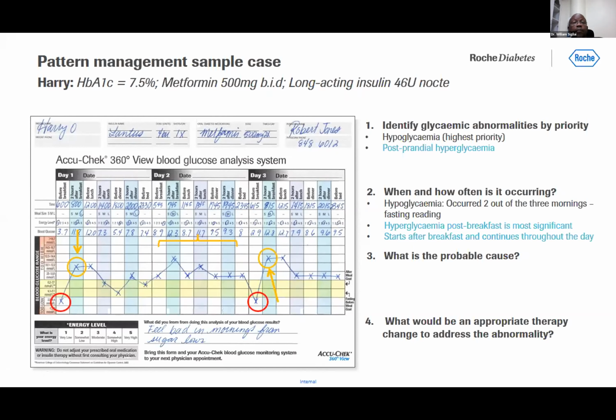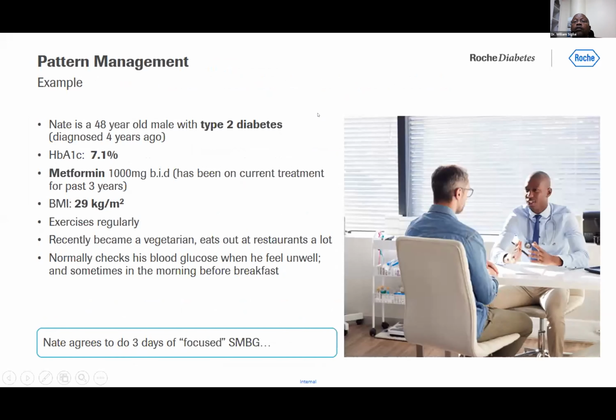As we come close to the end of my presentation, on pattern management, an example, just one other patient here who is a type 2 diabetic, had come with a near normal HbA1c, started with metformin 1 gram BD, a high BMI of 29, exercises regularly, and recently became a vegetarian and eats a lot out in the restaurant, and normally checks his blood glucose when he feels unwell, and sometimes in the morning before breakfast.